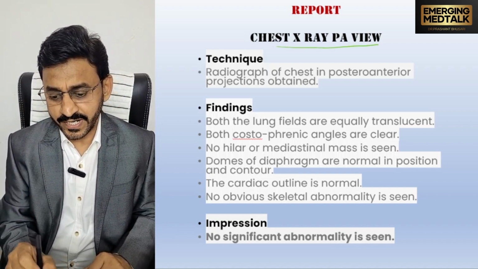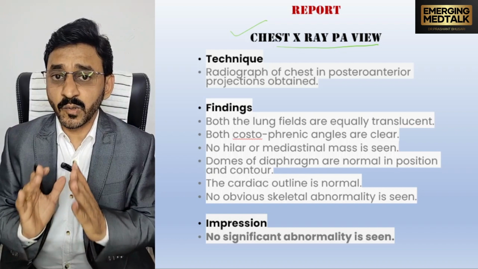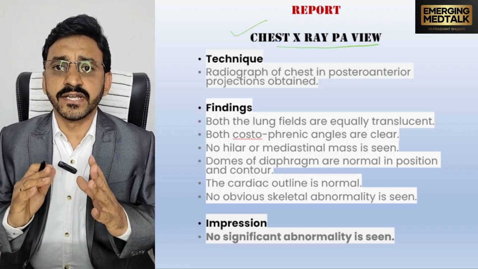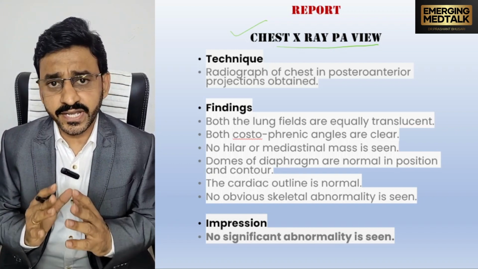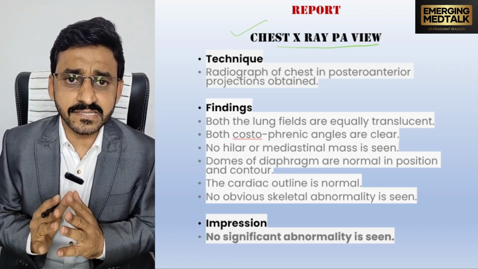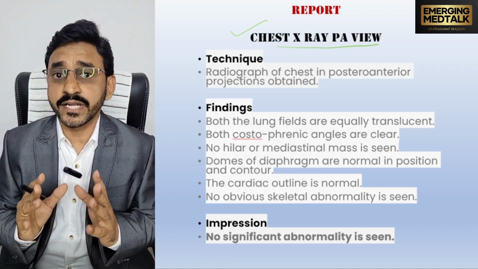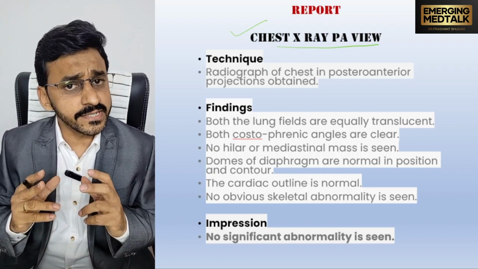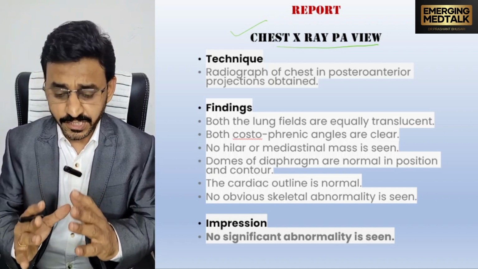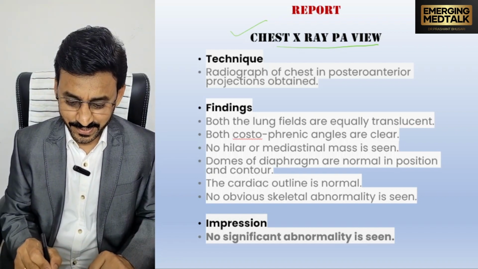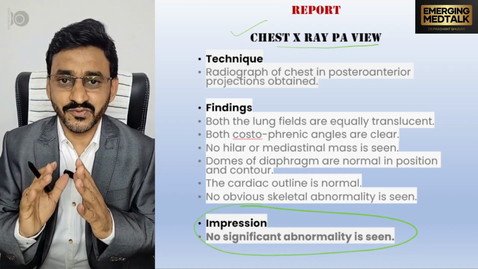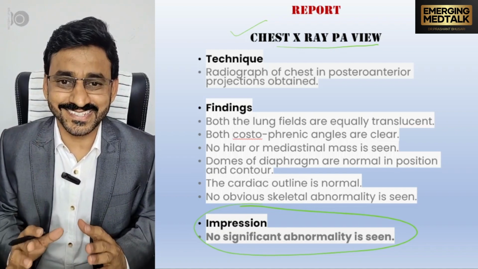This is a posteroanterior view, and the projection technique is posteroanterior projection. Findings: both lung fields are equally translucent. Both the costophrenic and cardiophrenic angles are clear. There is no hilar or mediastinal mass. Both domes of the diaphragm are normal in contour and position. The cardiac outline is normal, and there is no obvious skeletal abnormality or any fracture. Very simple. The impression will be: no significant abnormality seen on the present X-ray. So very simple, the normal X-ray.